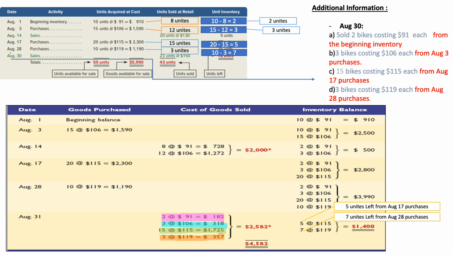Also, if you want to calculate your total cost of goods sold, you're going to take 2,000 plus 2,582. It means that the total cost of goods sold of the month is 4,582.